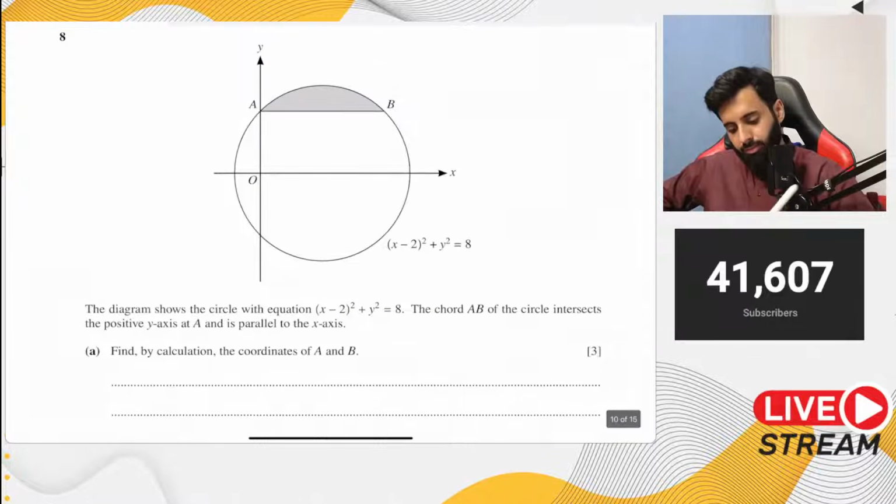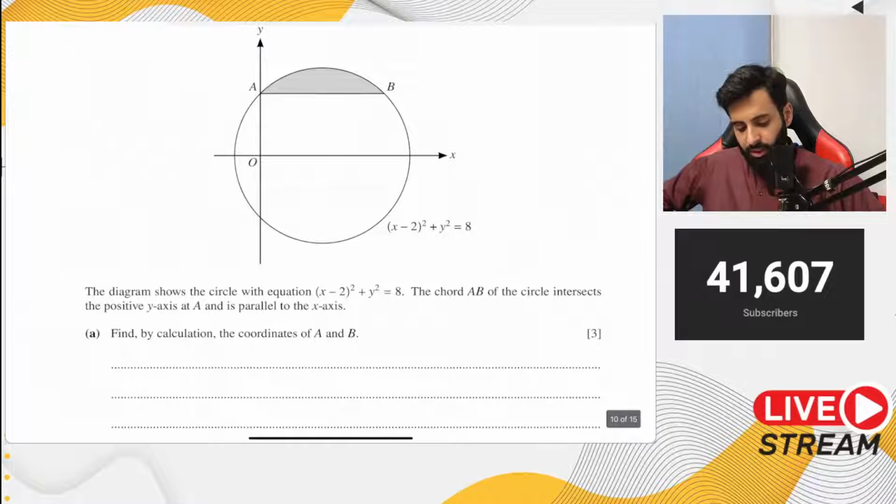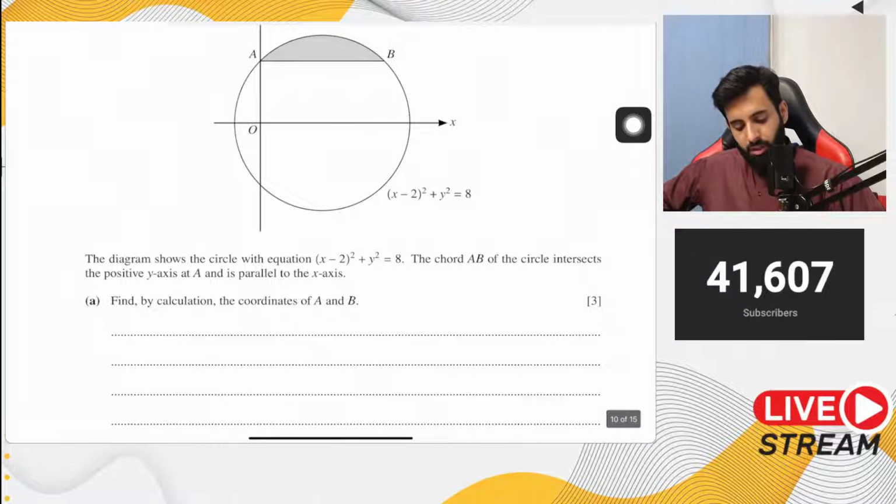All right, let's see. So it says here, the diagram shows the circle with the equation x minus 2 whole squared plus y squared equals 8. The chord AB of the circle intersects the positive y-axis at A and is parallel to the x-axis. So this is a horizontal line, that's why it's parallel to the x-axis and it's intersecting at A. Find by calculation the coordinates of A and B.